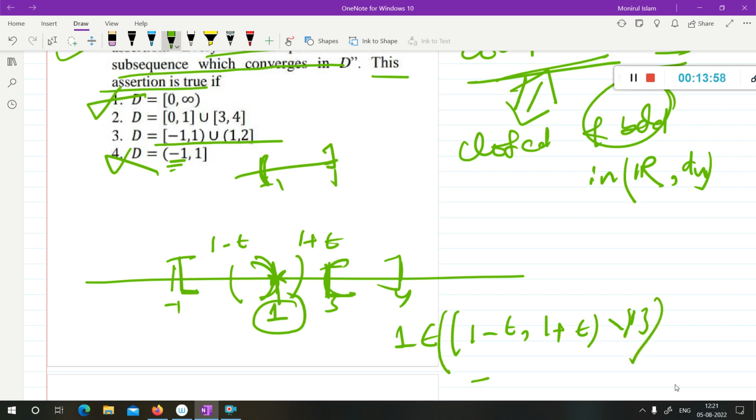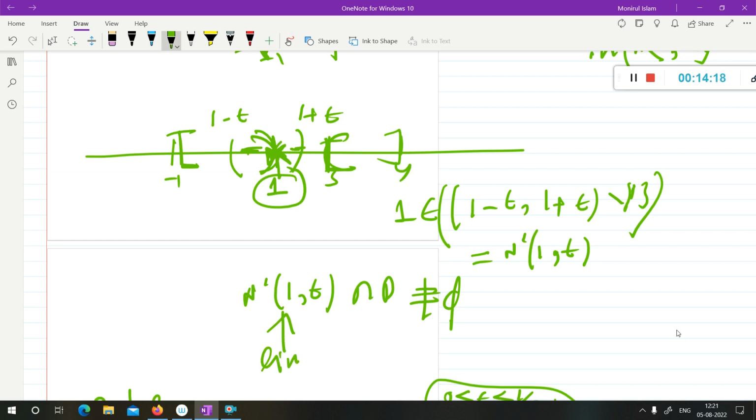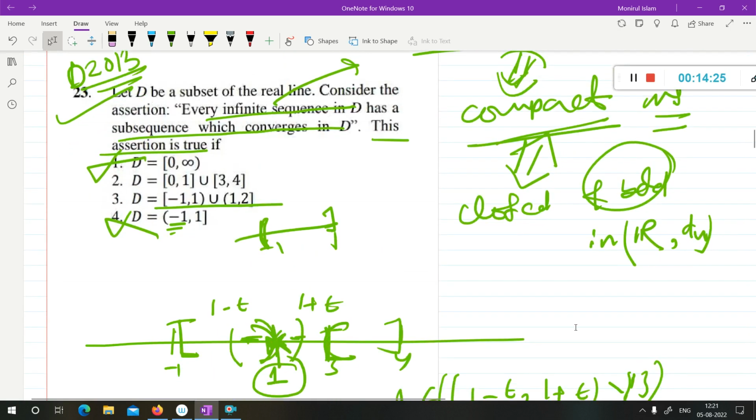so what does this become? This becomes the punctured neighborhood of 1 with epsilon. Now you take the intersection of this punctured neighborhood with D, then this is not empty. Why not? Because these members are common. These members are common. So 1 becomes a limit point. Okay, 1 becomes a limit point. Now 1 is a limit point, but 1 is not in the set. So if it is closed, it should contain its limit point, but 1 is a limit point which is not in the set, so it is not closed.